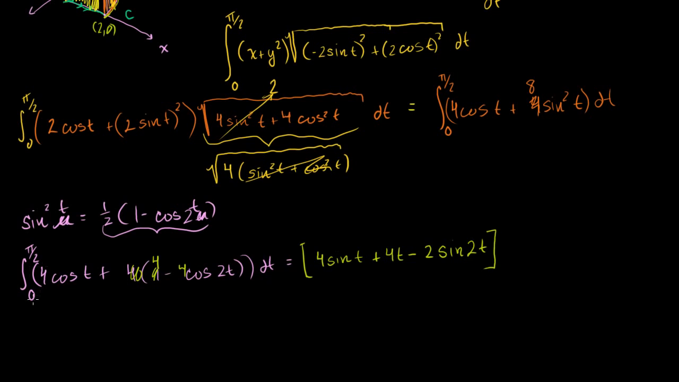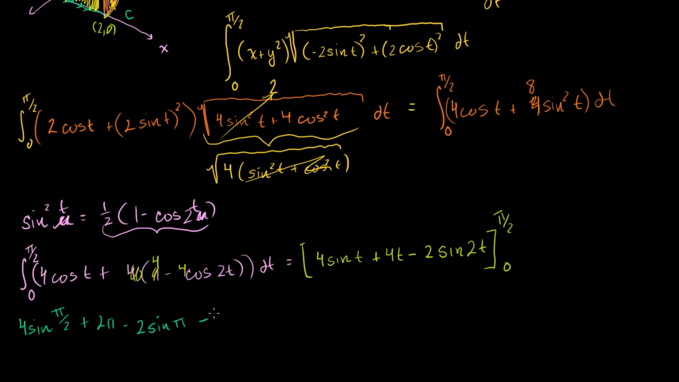Now we evaluate it from 0 to pi over 2. And what do we get? We get 4 sine of pi over 2 plus 4 times pi over 2. That's just 2 pi. Minus 2 sine of 2 times pi over 2, sine of pi.